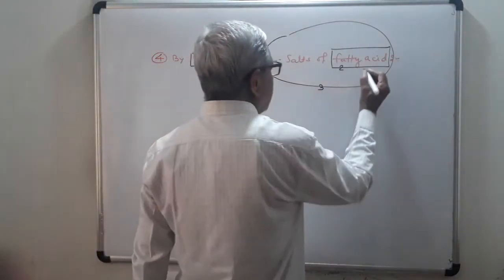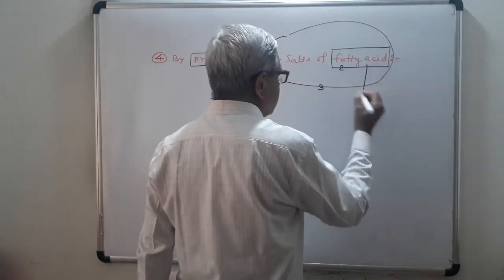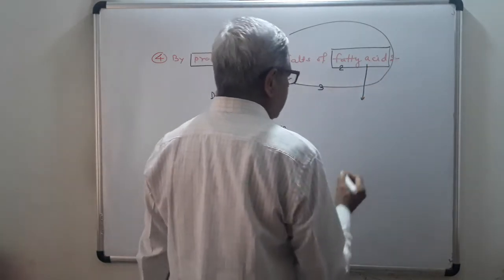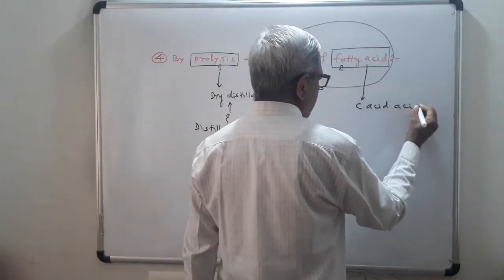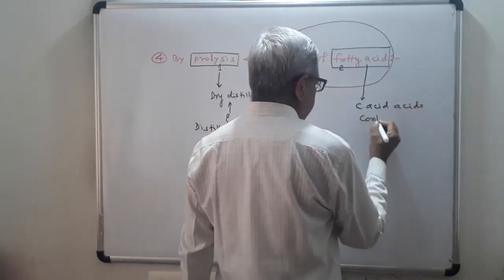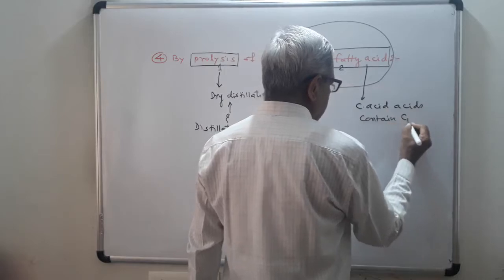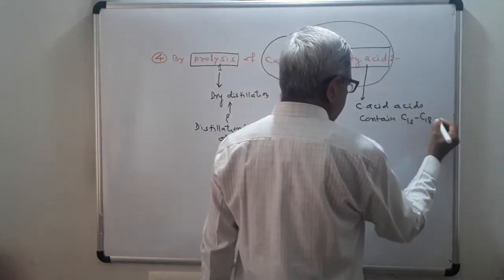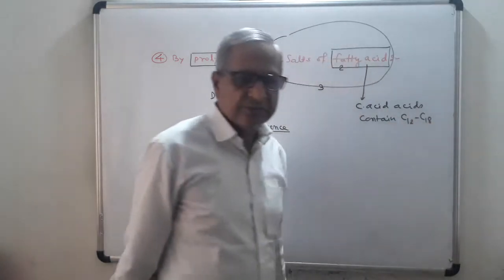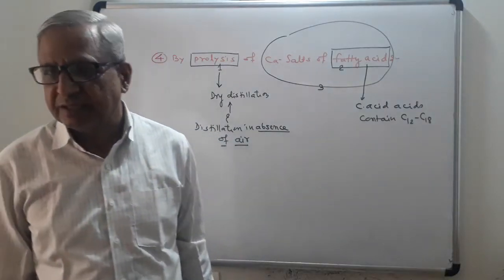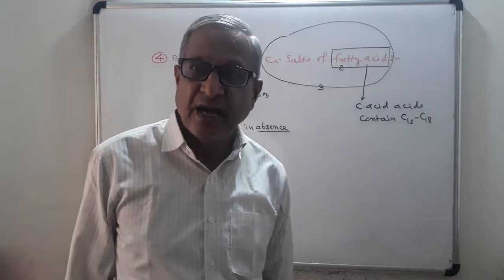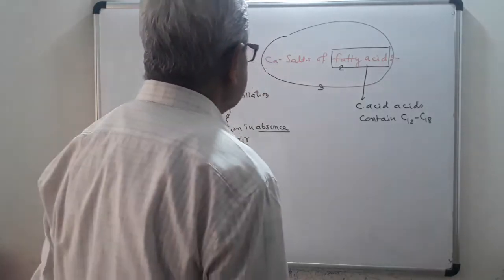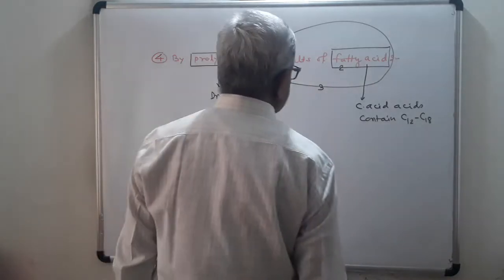Now, what are fatty acids? This is your second question. Fatty acids are carboxylic acids containing C12 to C18 carbon atoms. The carboxylic acids containing a large number of carbon atoms, C12 to C18, are called fatty acids.